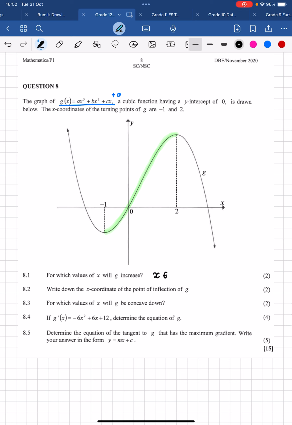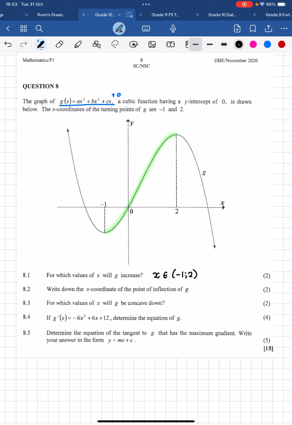Now guys, we're not going to include negative 1 and 2 because at the turning points, the graph is not actually increasing. At the turning point, what happens is it changes from being decreasing to increasing. And at the other turning point, it changes from being increasing to decreasing. So I'm not going to include those turning points. So I'm going to use a round bracket for that. And I'm going to say negative 1 and then 2. And then I'm going to use a round bracket as well.